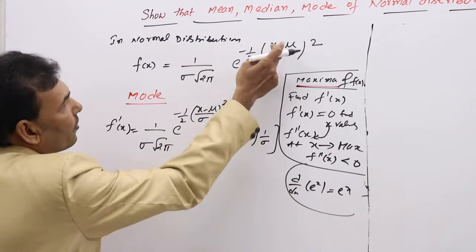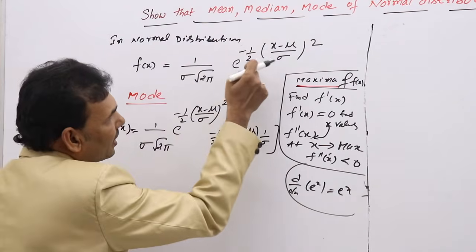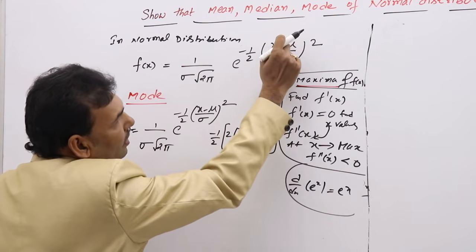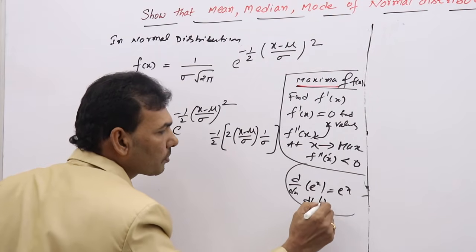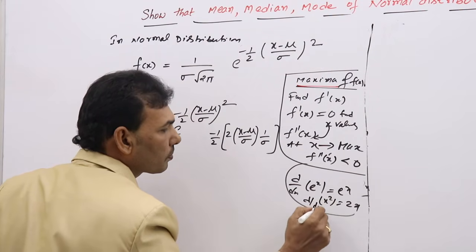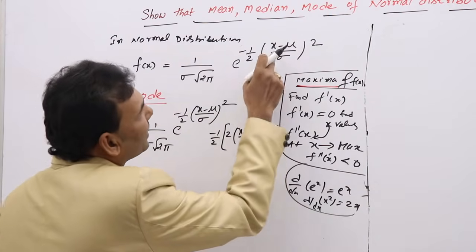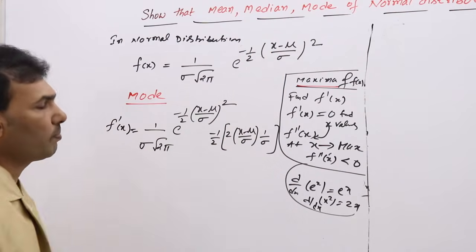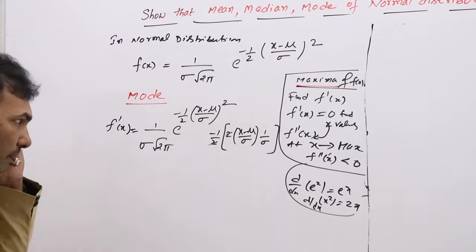First, the differentiation of e power x is e power x. Next, internal differentiation. Treating this one as x square, the differentiation of x square is 2x, so 2 into x minus mu by sigma. Again differentiate the internal term. The differentiation of x is 1 by sigma. Now this 2 gets cancelled.